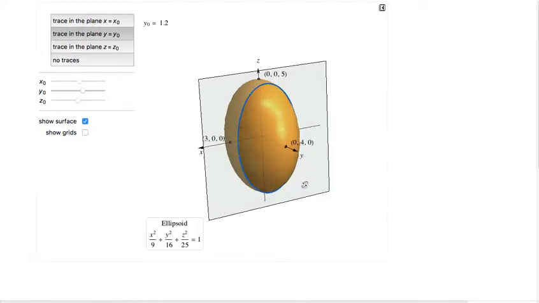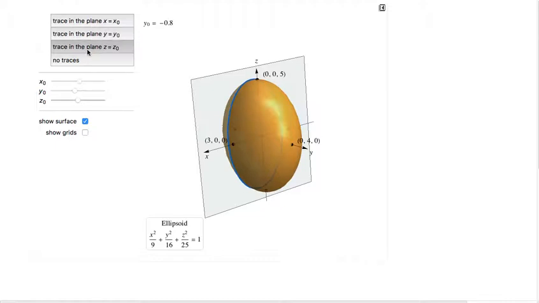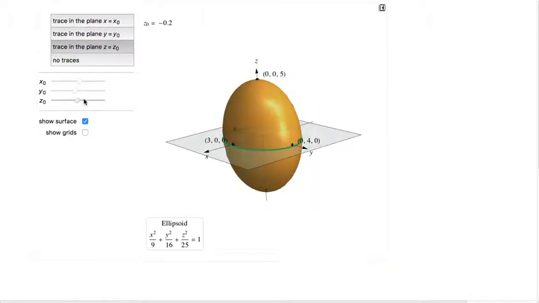Okay, so we can do that with each value of the parameter. Let me turn that a little bit. So this is the parameter y, and then also with z. Okay, so that's the more familiar one, where you're going up and down the z-axis, and what does that figure look like?